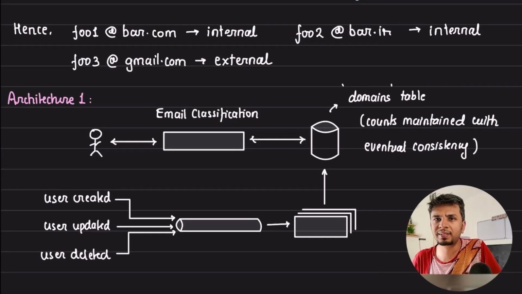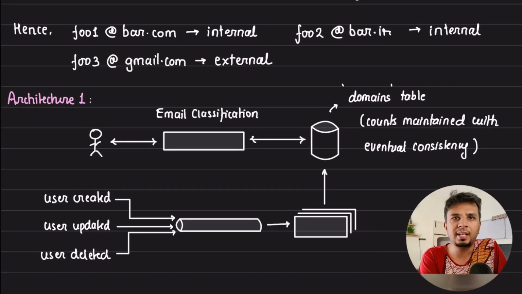A simple high-level architecture for this would look something like this. Whenever a user wants to invite someone, the email classification service is triggered. It refers to the domains table in order to classify where this particular email sits, so whether it's internal or external.